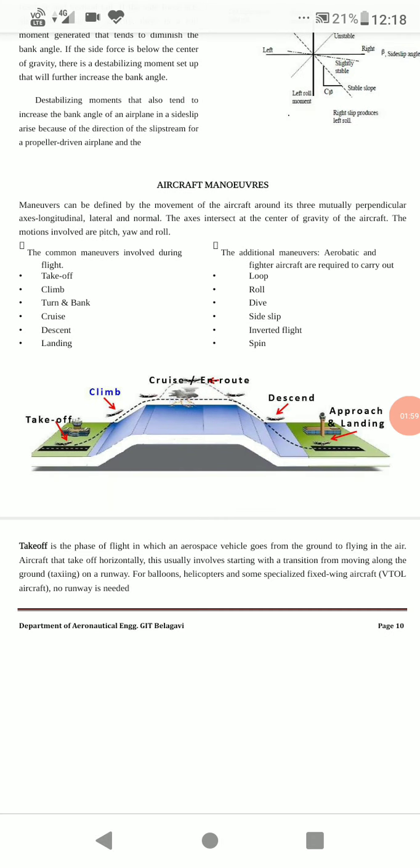The civilian aircraft as well as the fighter jets, all these aircraft should undergo the basic maneuvers, that is nothing but takeoff, climb, turn and bank, cruise, descent, landing. And basically these common maneuvers are around different axes. For example, takeoff and landing are nothing but the pitching movement, we can say. That means while taking off, it has to make the aircraft nose go in the upward direction, and while landing, it has to make the aircraft nose go in the downward direction.